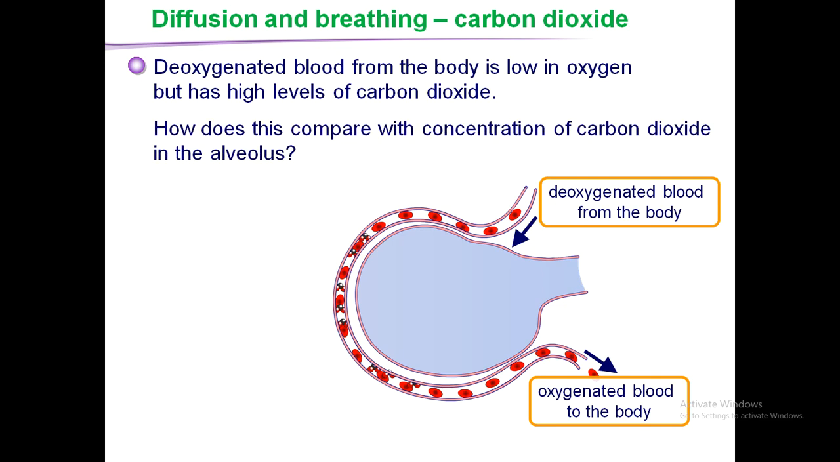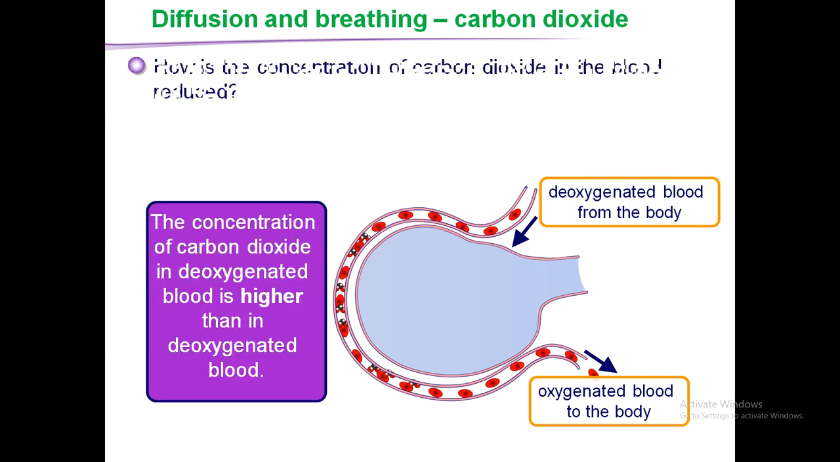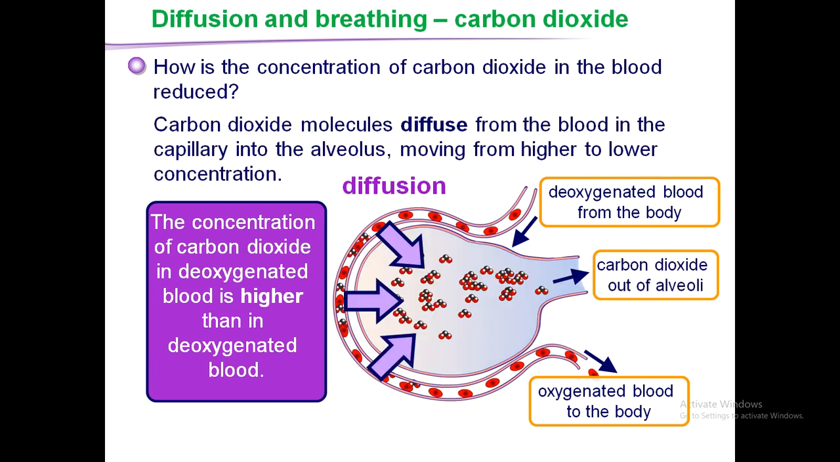And when we breathe out carbon dioxide, the deoxygenated blood contains a higher amount of carbon dioxide, which enters into the alveoli, and the alveoli contain a lesser amount of carbon dioxide. So the carbon dioxide will move from the blood capillary into the alveoli, and then we breathe out carbon dioxide from our body.